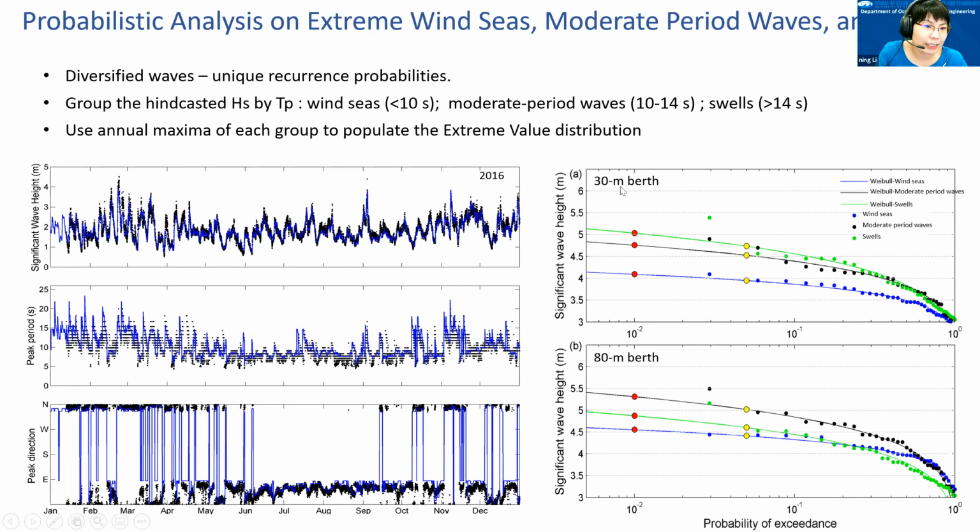For example, the plot on the right shows the extreme distribution for wind seas, swells, and the moderate period waves. The 20 years and 100 years are marked by the yellow dot and the red dot at different berths of the wave energy test site. That information sounds good and useful, but we lack one component from this hindcast data set.